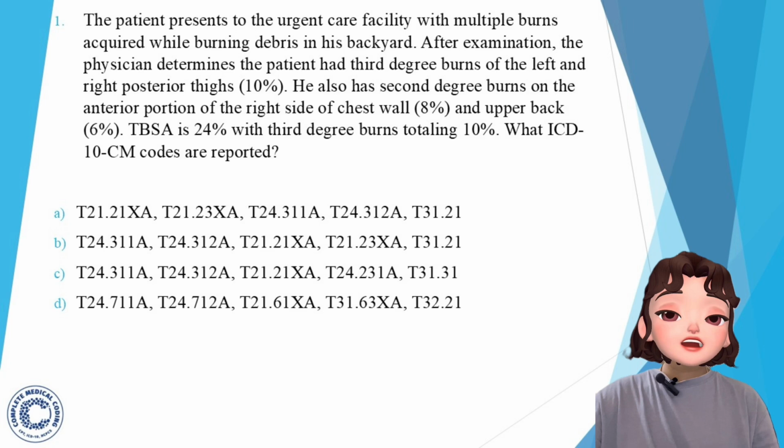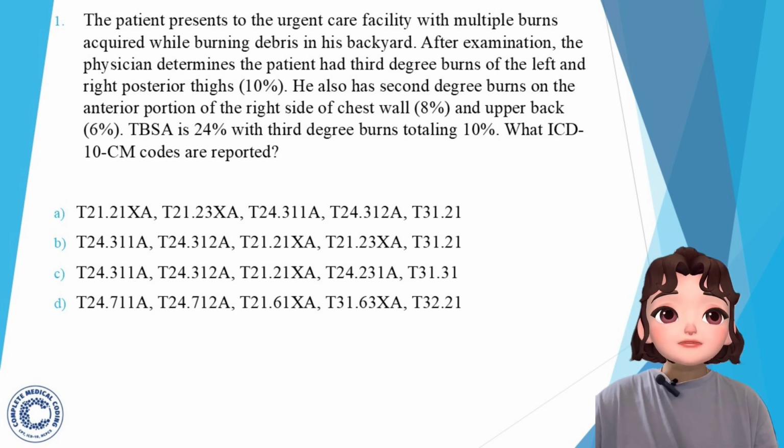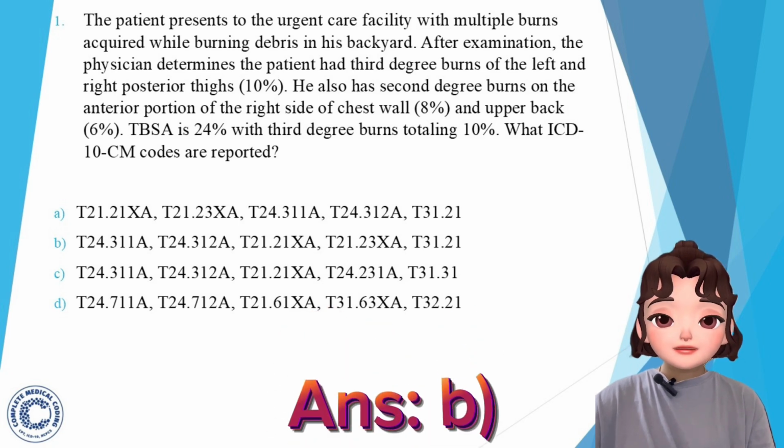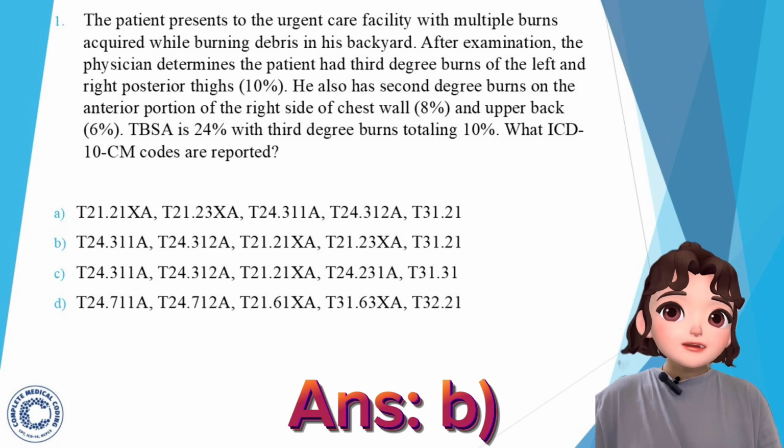T31.21. What is T31.21? Burns involving 20 to 29% of body surface with 10 to 19% third degree burns. Yes, our total body surface is 24% and third degree burn is 10%. So the TBSA code also you have to code finally. That's how you need to code for the burn code. So our correct answer is option B. All the four areas plus the TBSA code you have to code.